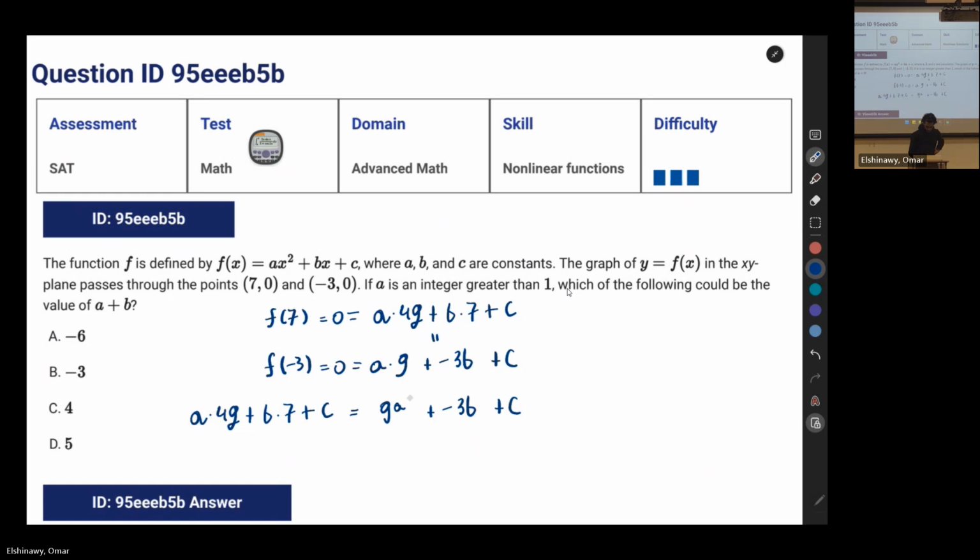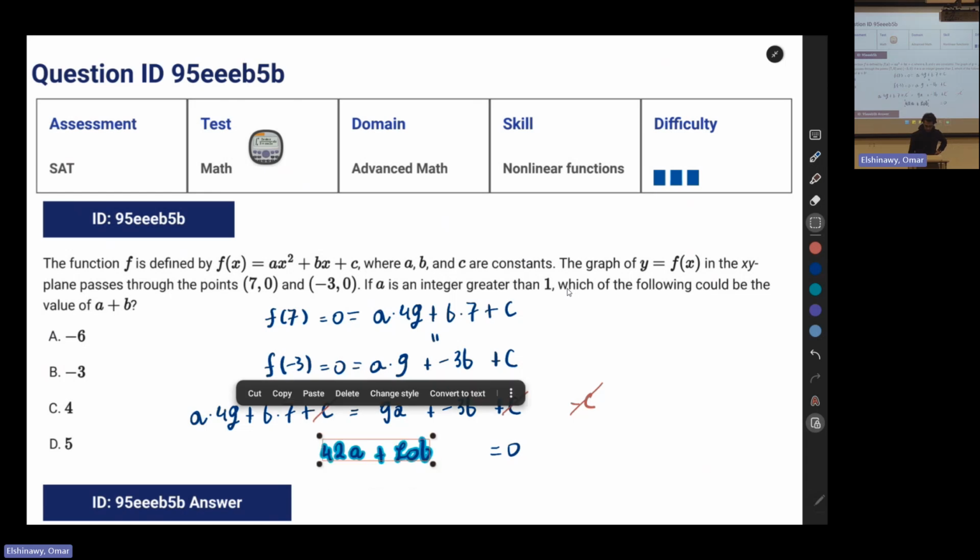9a and 49a, this and that. So I do 49a minus 9a plus 7b and plus 3b, because I add the inverse of minus 3b. And then c is on both sides, so I just take it away from both sides and it cancels out. This is all equal to 0. I don't need to factor the a out, but I get a times 49 minus 9. And 7b plus 3b is 10b. 49 minus 9 is 40. 40a plus 10b is equal to 0.